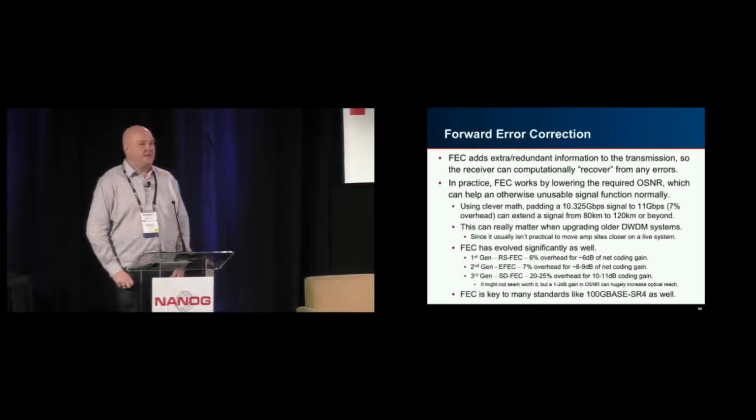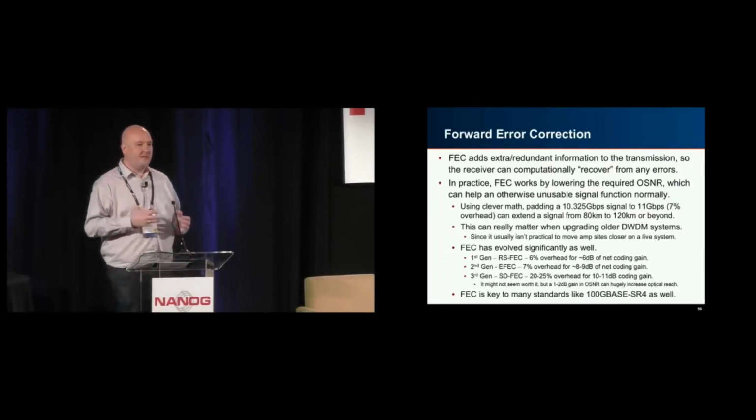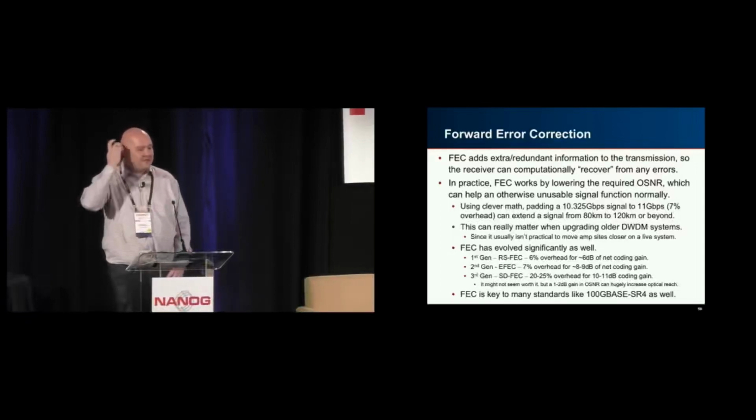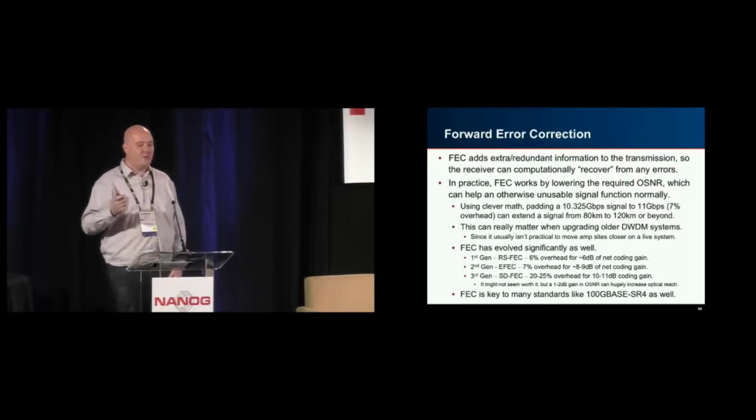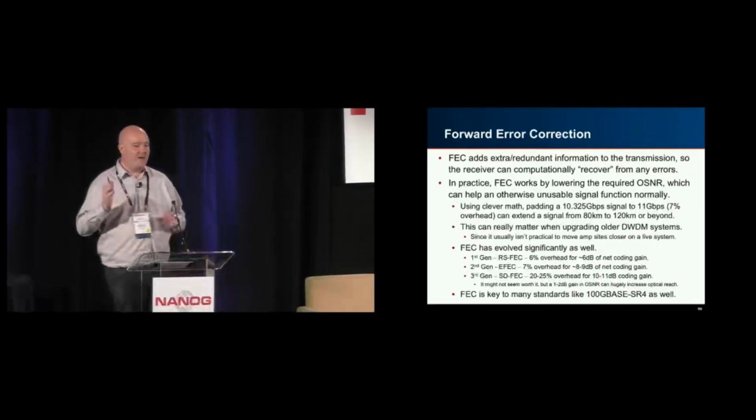Another major concept that is becoming increasingly important is something called FEC, which stands for forward error correction. What's happening here is you're adding extra redundant information to your transmission so that when the receiver gets it, it can actually computationally recover from any errors that it sees. So think of it like RAID 5 for wavelengths, right? You've added a little bit of extra information, but in the event of data loss, you can computationally recover it. So in practice, you use FEC to lower the required OSNR. You take a signal that otherwise would have been completely unusable because it's gone past the point of being able to be decoded, and by adding a little bit more overhead, you can now make it go much further.